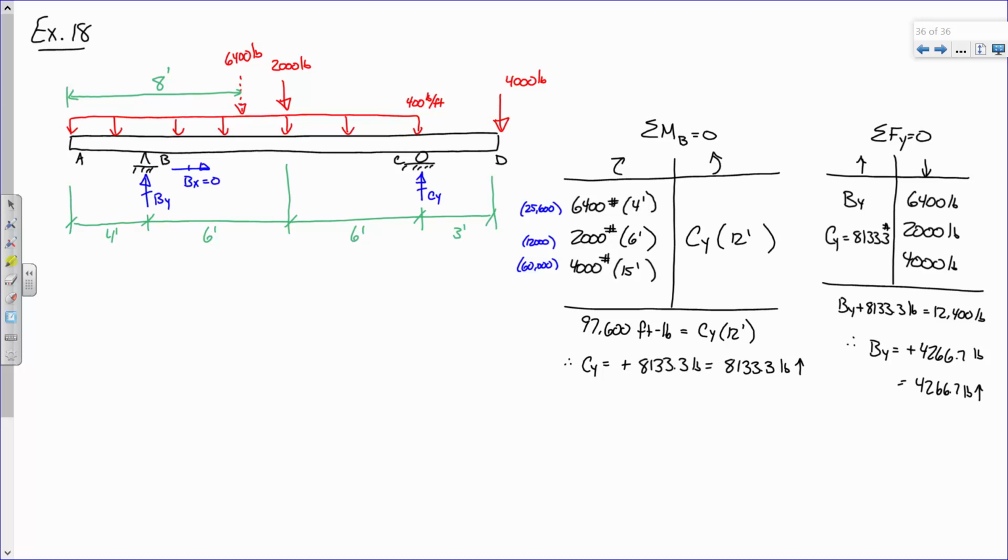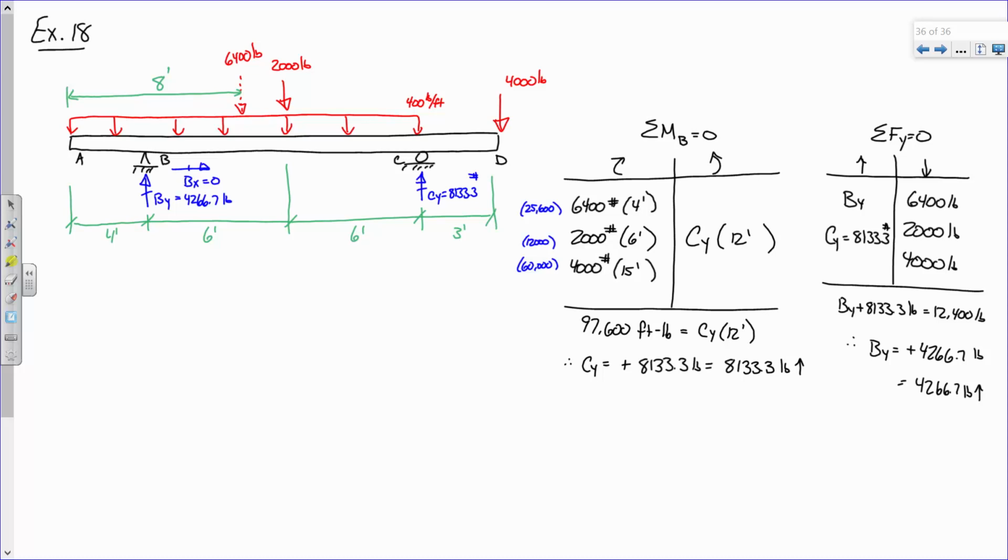Now, what I'll do is I'll go ahead and put this here. So this is 8133.3. And this is 4266.7. Okay. Now, in fairness, I did go through that kind of fast. So does anybody have any questions on this? Everybody okay with this? All right.